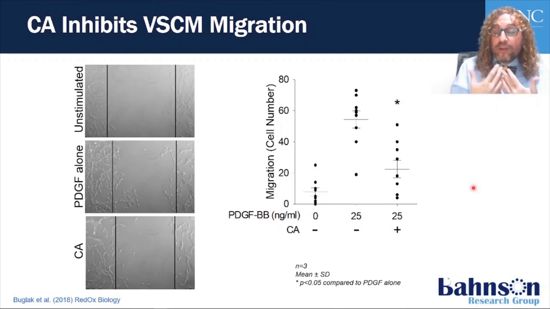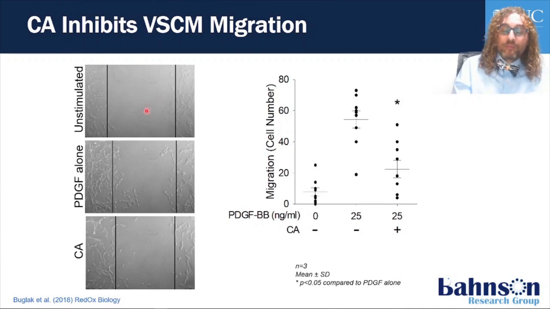The other thing that we looked at was the migration of smooth muscle cells. To do this, we used the scratch wound assay. Cells are plated, then a scratch wound is performed with a pipette tip, and when cells are not stimulated, they just don't migrate and don't proliferate. When we stimulate the cells with PDGF, cells migrate towards the wound, and treated with CA, they don't. This is quantified in this graph, where you see that cinnamic aldehyde statistically significantly reduces the number of cells that migrate towards the scratch wound compared to PDGF alone.